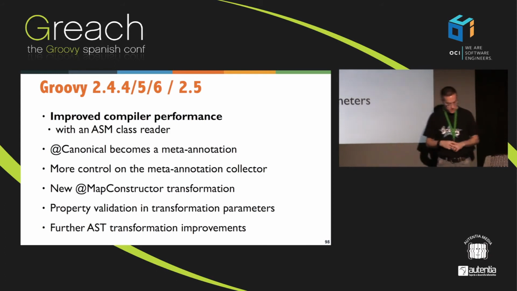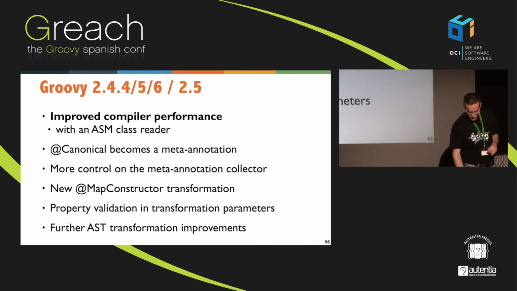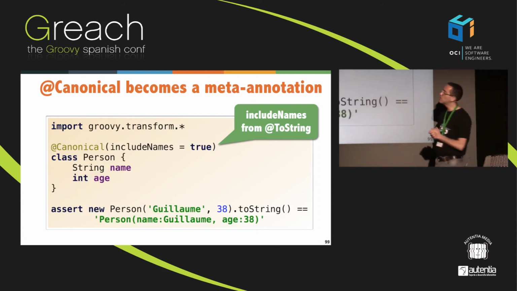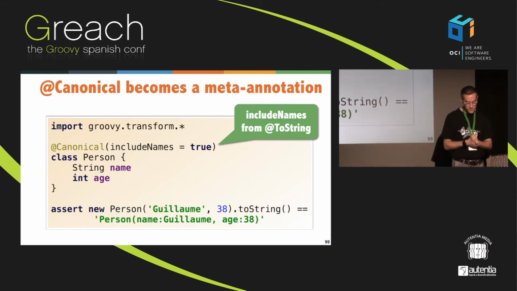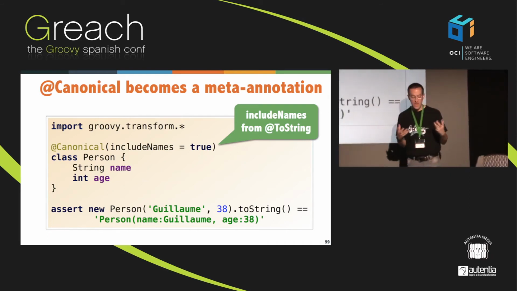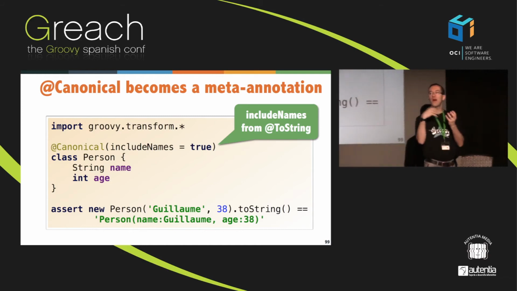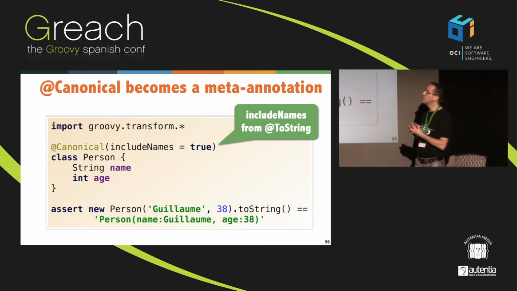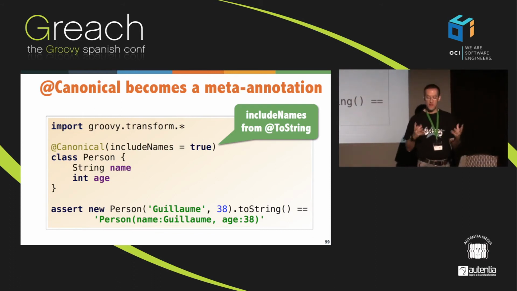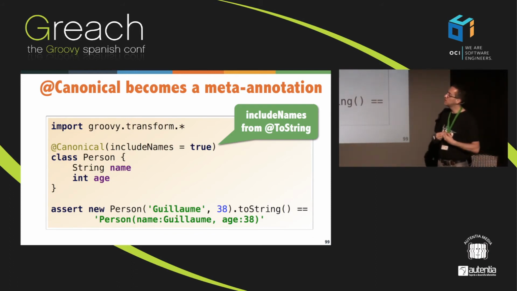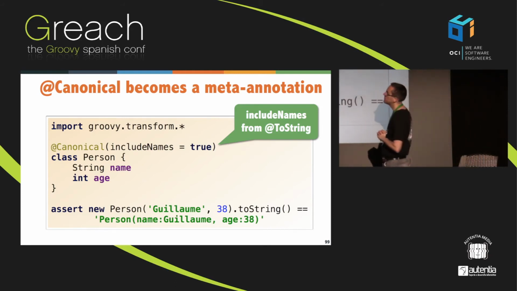Canonical became a meta annotation. I'll go through some of these with some code samples. So canonical, just like immutable, but canonical is for mutable data basically, became a meta annotation. So we have this ability to create annotations which regroup other annotations or AST transformations and are actually replaced by the compiler at compile time with the real annotations. So it's really a meta annotation, which is a kind of synonym for several other annotations or transformations.